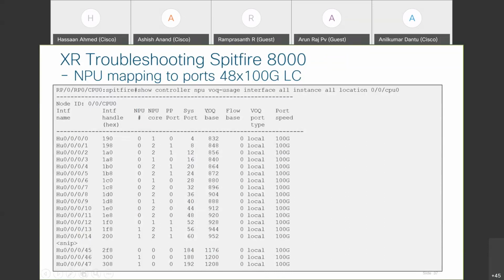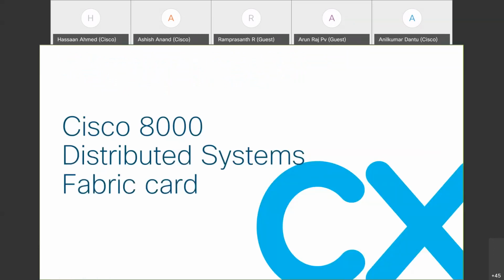This output, the fabric interface ASIC or the slices, you will see only in the show controller fia and those outputs. That we will see when we are discussing the fabric section. Then the interface groups 0 and 1. So any questions on the RP and line card?